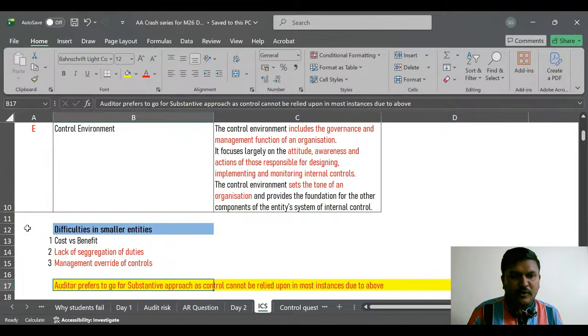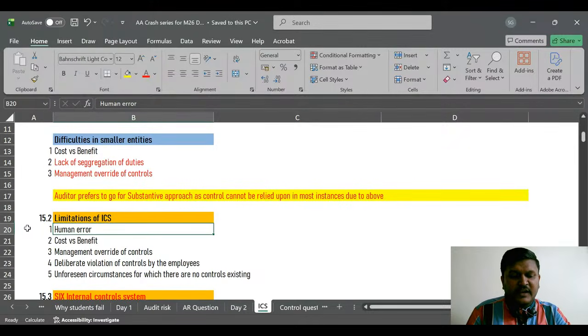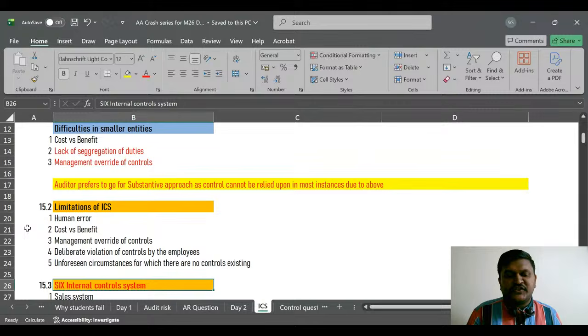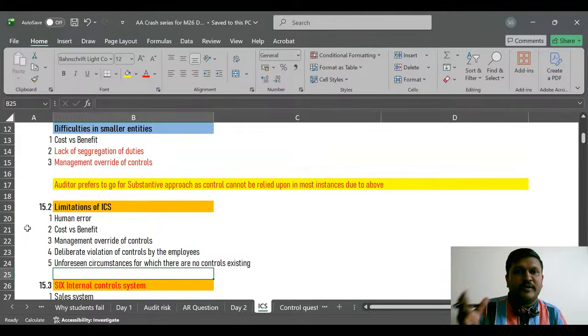Right now, anything else we'll be having? Again, straightforward bookish knowledge questions we can have. What are the limitations of an internal control system? This will come for a 4 to 5 marker, or it could be an MCQ question you could see in Section A as well.